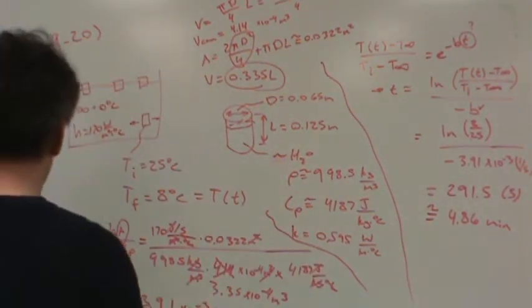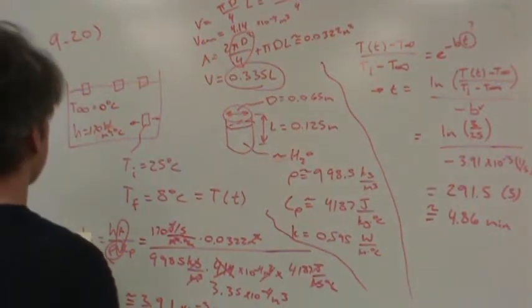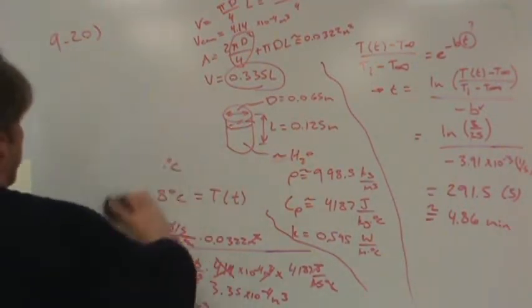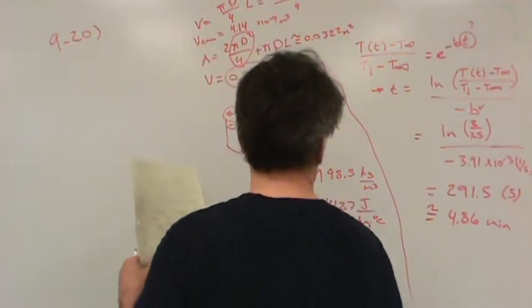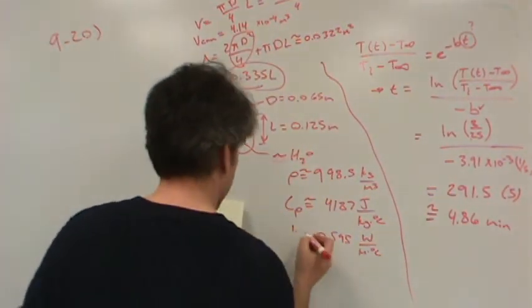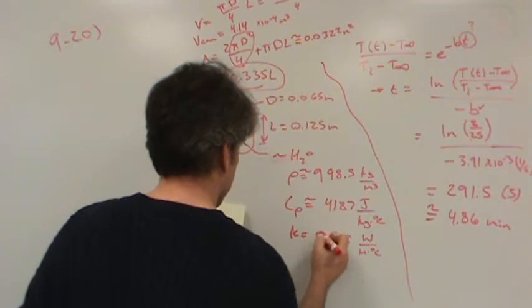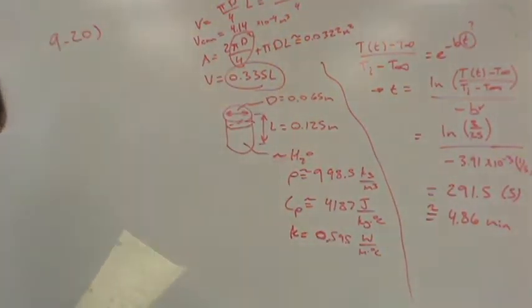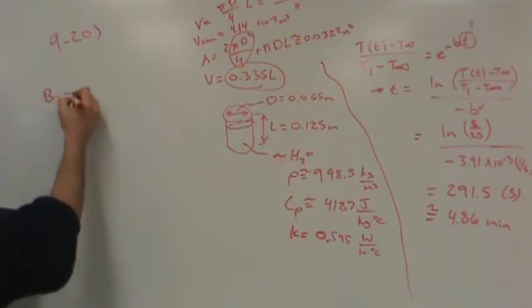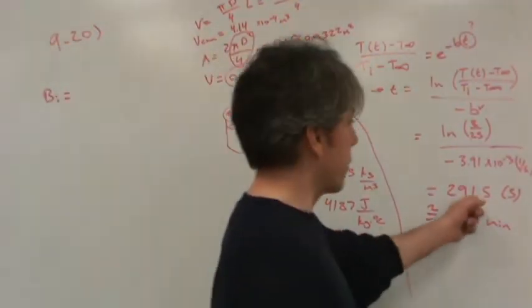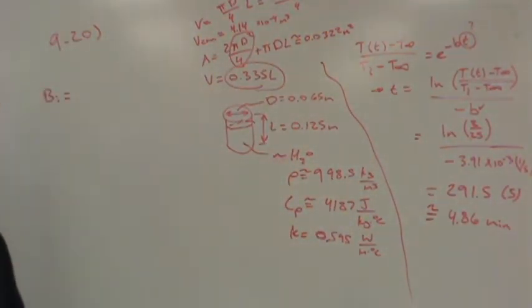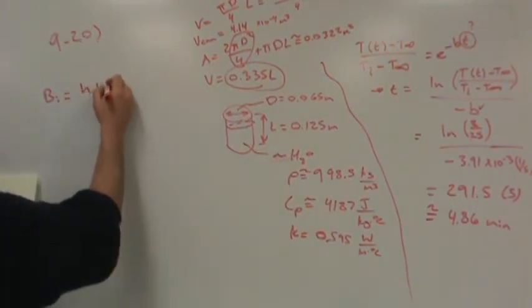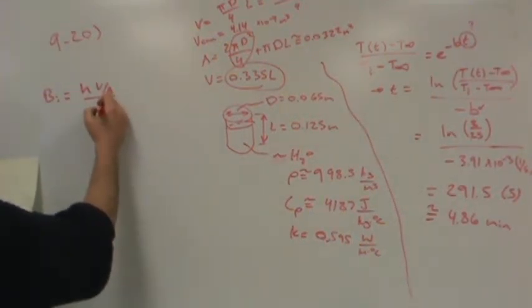All right. Now let's perform an analysis to see if this was valid. Remember, we should be able to use the Biot number. I need that thermal conductivity that I almost erased. K equals 0.595. There we go. Why don't we check? Why don't we calculate the Biot number? Remember, the Biot number is not the B number. These are two very different things. Okay, the Biot number is a ratio of convective and conductive resistance. Okay. So we need to use H V over A divided by K.